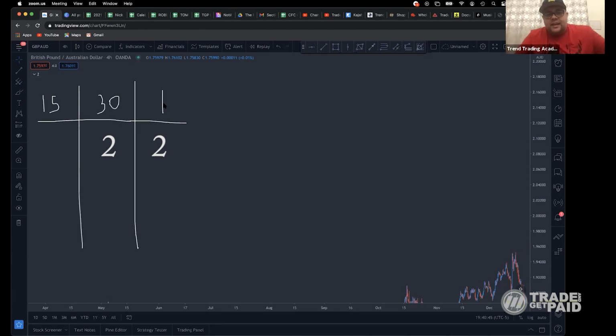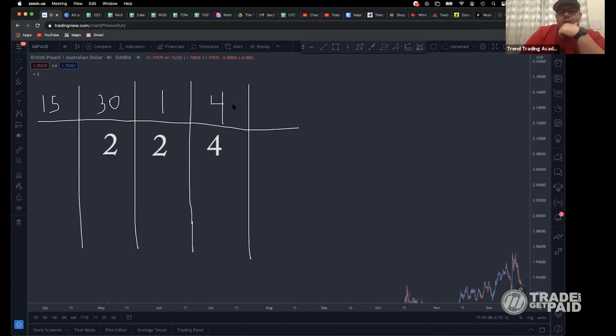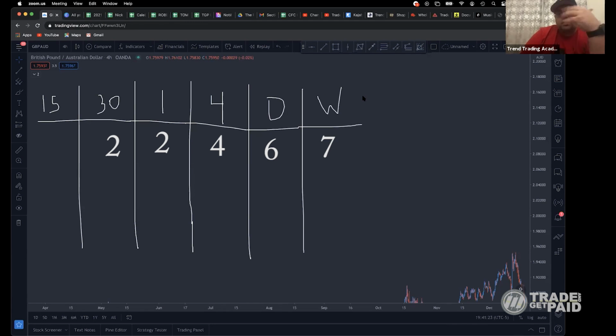Now let's take it a little bit more complex. How many 1-hour candles are in a 4-hour candle? This is pretty simple stuff. I'm taking you back to basics for a moment. How many 4-hour candles are in a daily candle? Boom. Y'all are math experts in here. How many daily candles are in a weekly candle? Boom, y'all got it. So you don't need me to keep exhausting this.